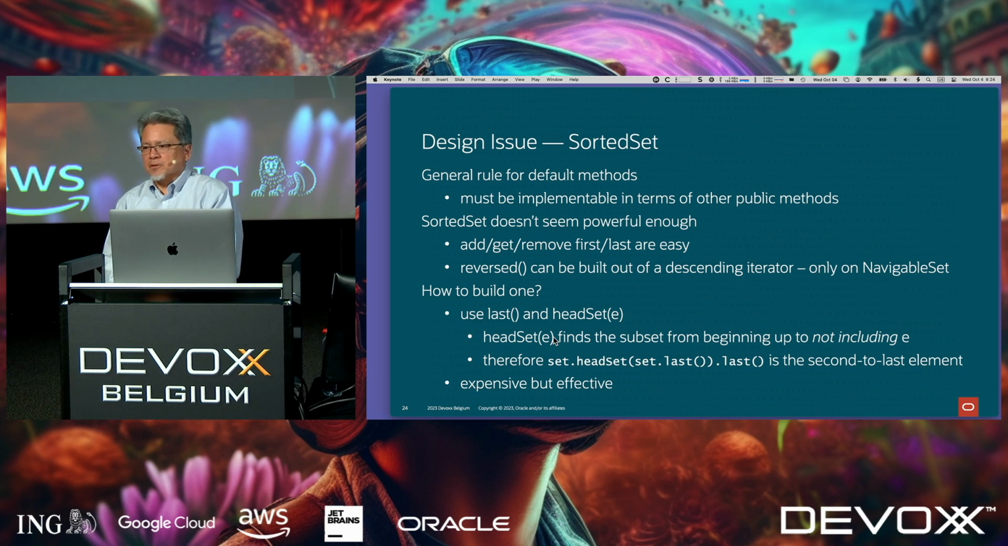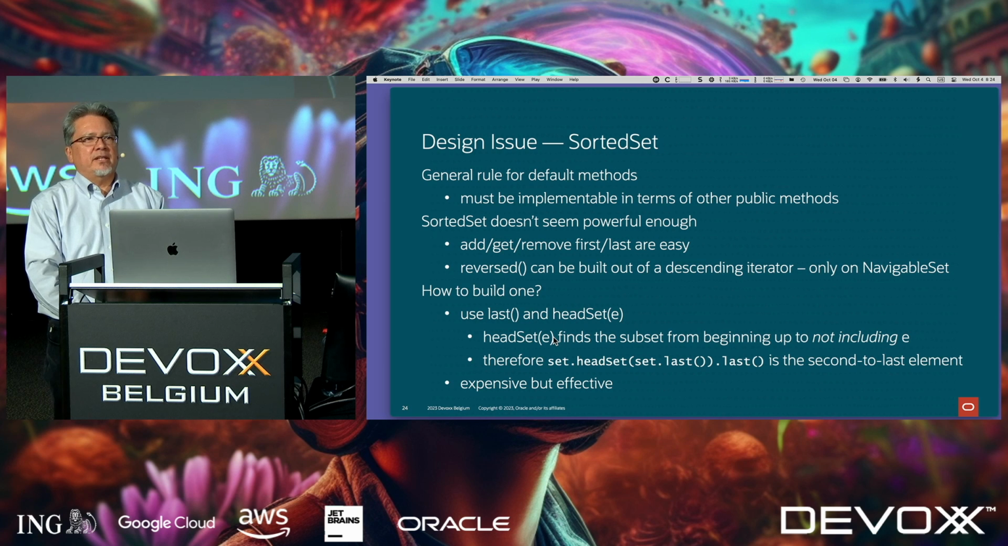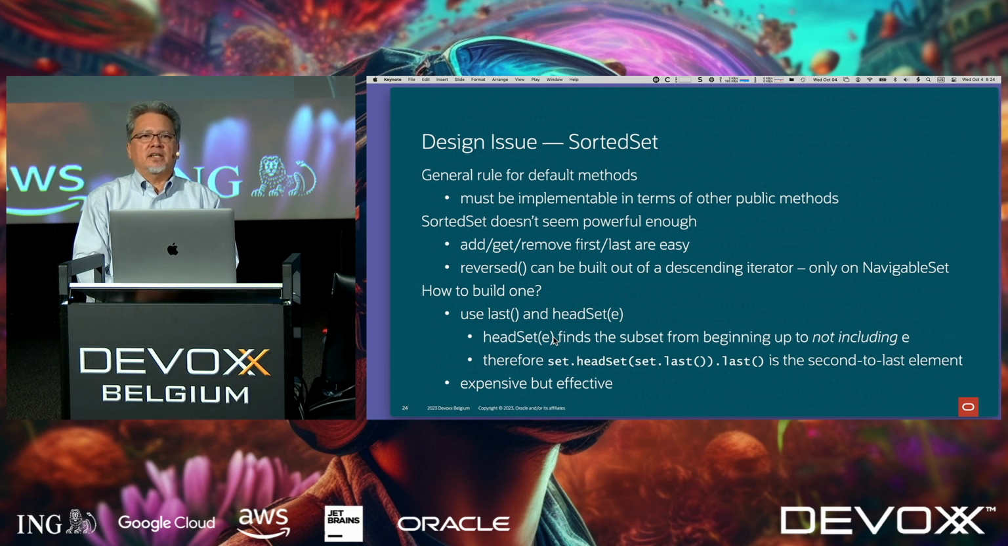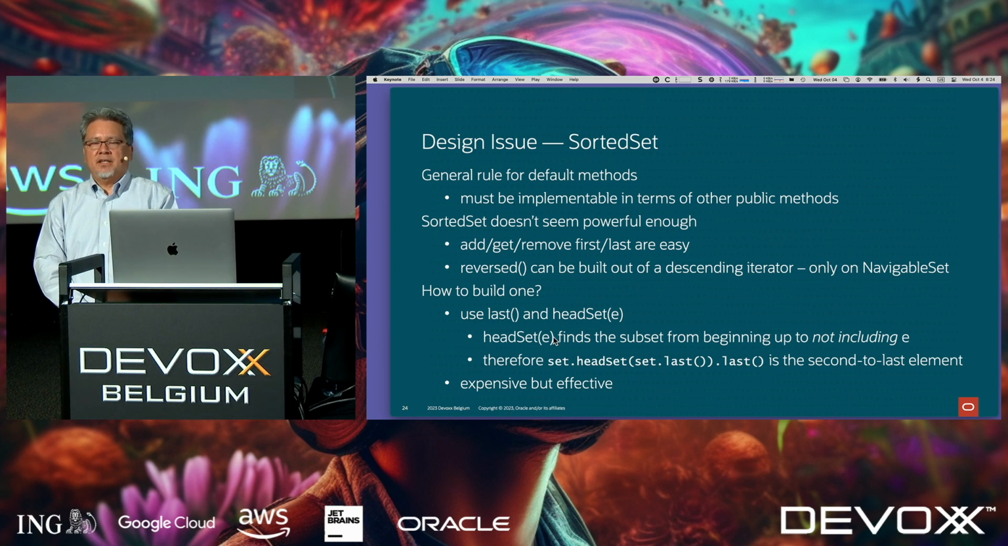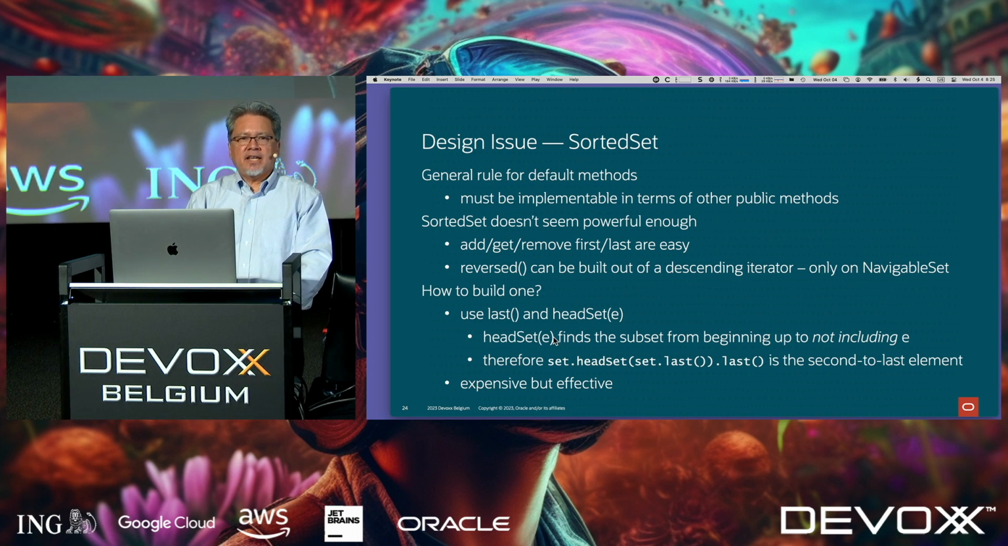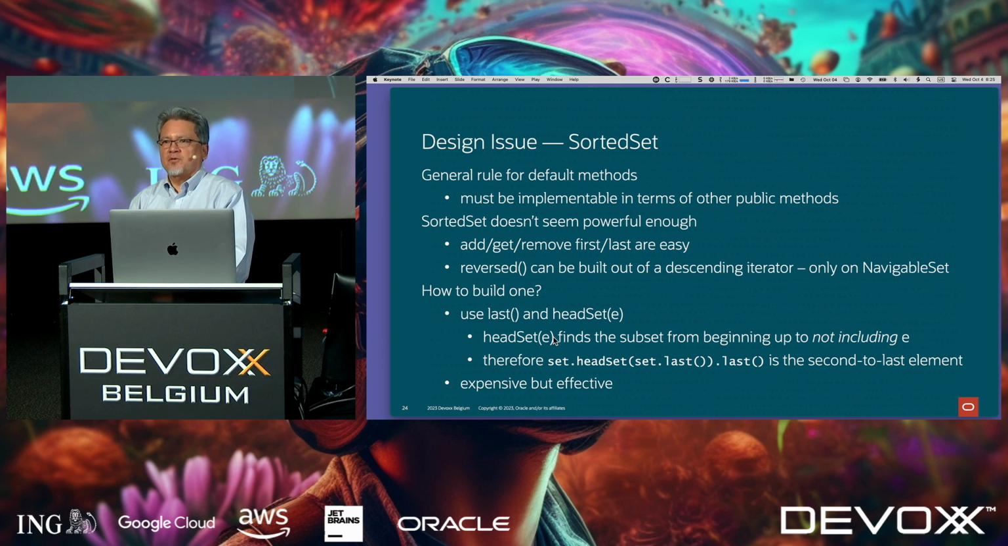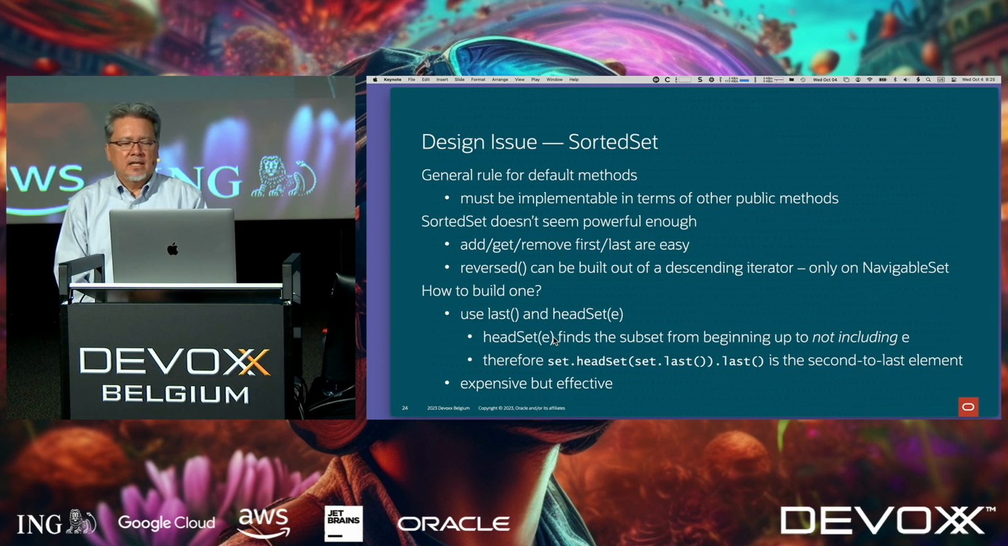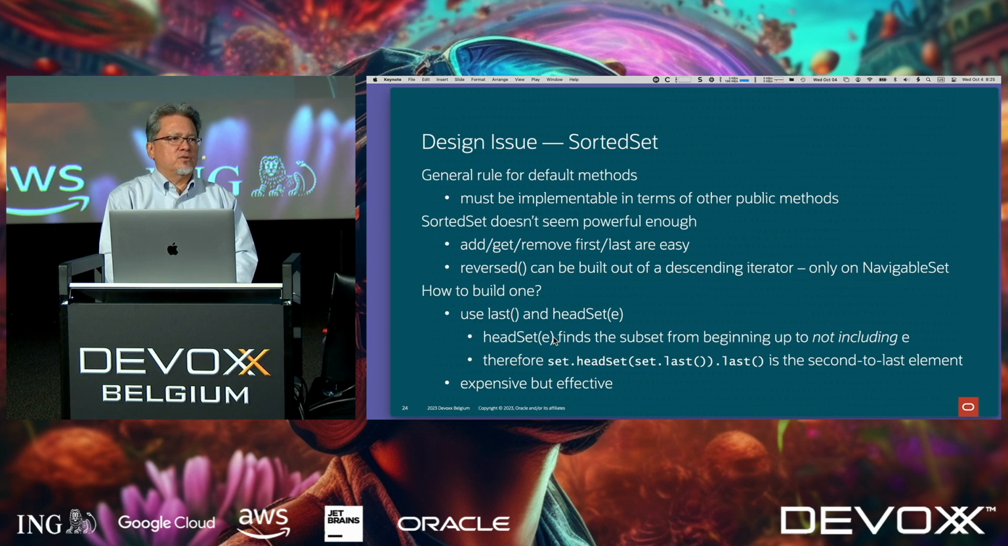But the general rule for default methods is that if you're adding a default method somewhere, it needs to be implementable somehow in terms of other existing public methods that are already on the interface. How is it going to work otherwise? So the problem with sorted set is that adding, getting, and removing at either end is pretty easy, because those functions are available somehow on sorted set. But reversed is tricky.